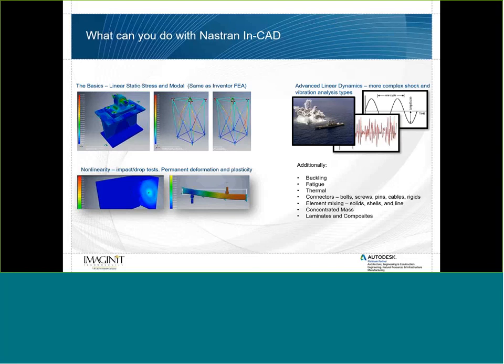Also, advanced linear dynamics. If you want to run shock and vibration, shock response spectrum or random response analysis, these more complex analysis types are also available with Nastran CAD. Additionally, we have buckling, there's fatigue, which I'm going to focus on today, thermal analysis, and then just an array of more advanced settings using connectors, element mixing, concentrated mass, etc. So there's a lot more that we can do with Nastran CAD that we wouldn't with a basic analysis software.